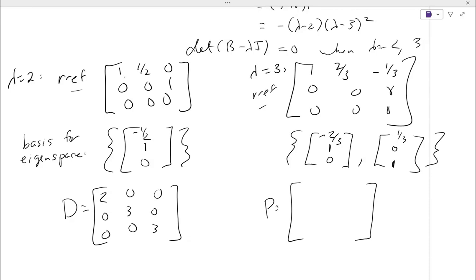Tell me an eigenvector associated with 2. Yeah, the negative 1/2, 1, 0, or you could use negative 1, 2, 0 if you wanted to multiply it by 2 and clear the fraction. For the other ones, we're going to use each of these basis vectors. Again, the order doesn't matter as long as I'm consistent. Both of these are associated with 3, so I can use either order and it'll work. So we can have -2/3, 1, 0, and 1/3, 0, 1. You could also write it in the other order and it'll work.